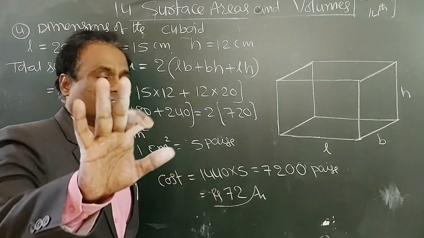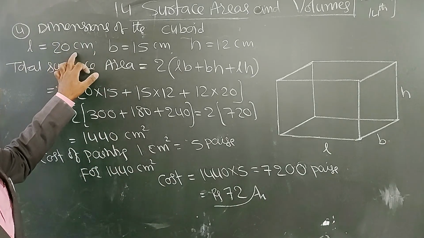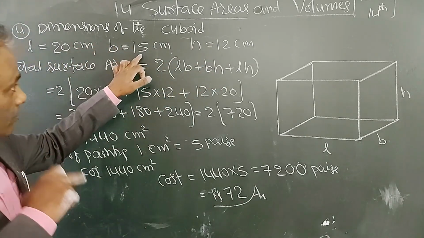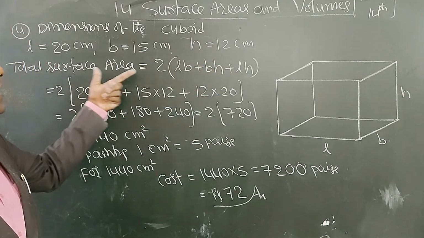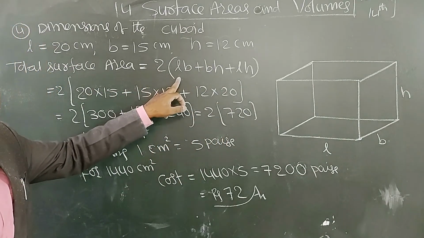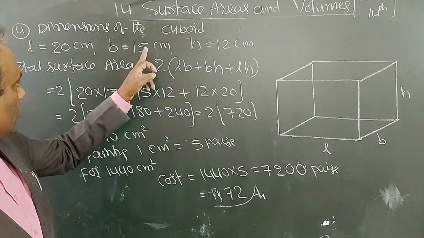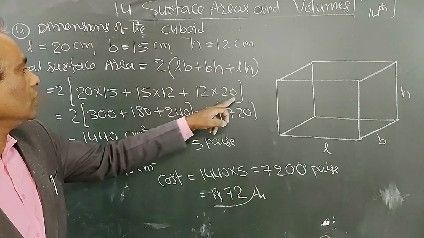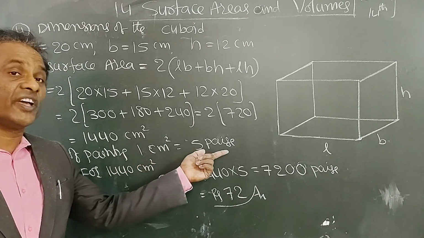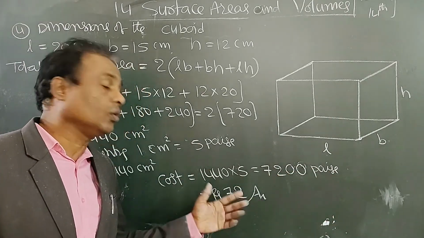Students, you will write down afterwards. So I will just explain. This is the last problem in this exercise. So this exercise is over. The dimensions of a cuboid are 20 into 15 into 12. The first is the length, the second is the breadth, the third is the height. Total surface area is 2 into (LB plus BH plus LH). Substituting all the values, after simplification we get 720 into 2, 1440 centimeter square. 1 centimeter square is 5 paise, so 1440 into 5 gives 7200 paise, which is 72 rupees.